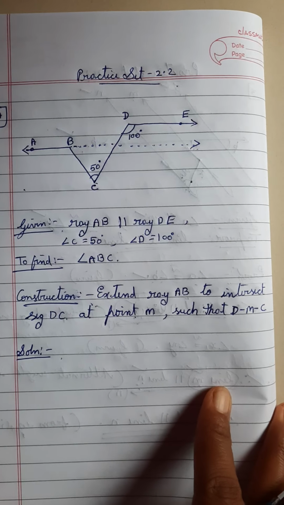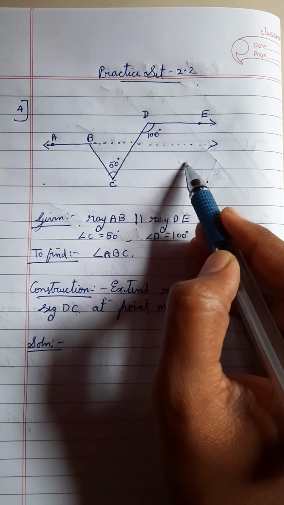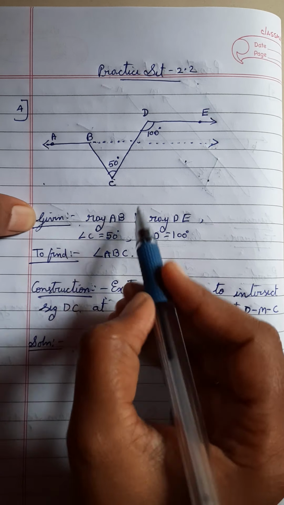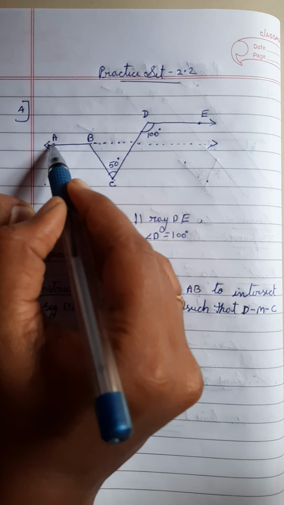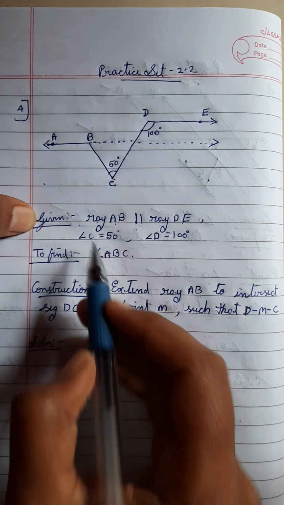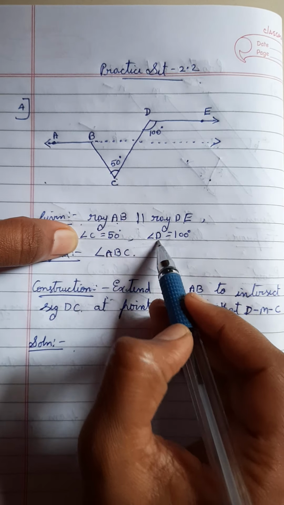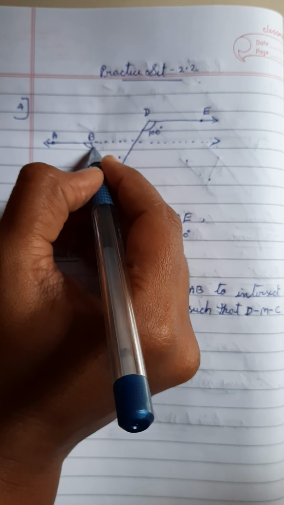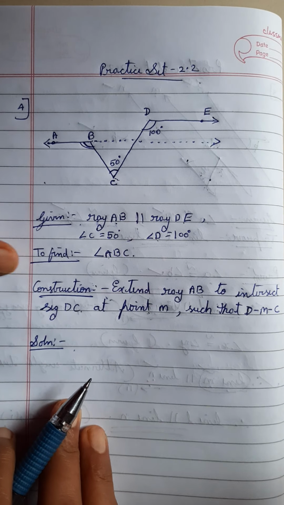Practice at 2.2, question number 4. In the question, the figure is given and the information given is that ray AB is parallel to ray DE. So ray AB and ray DE are parallel, and the measure of angle C is 50 degrees, the measure of angle D is 110 degrees. We are asked to find angle ABC.